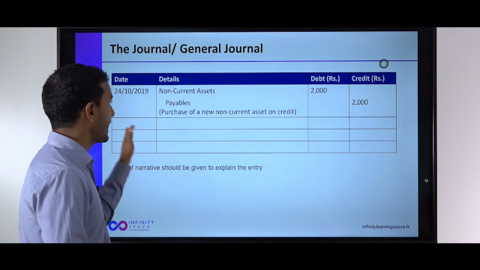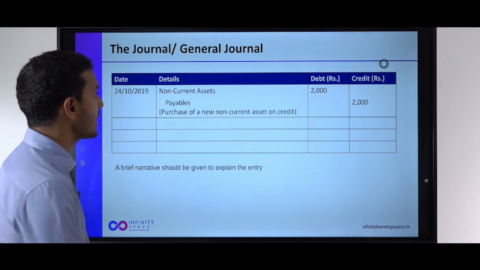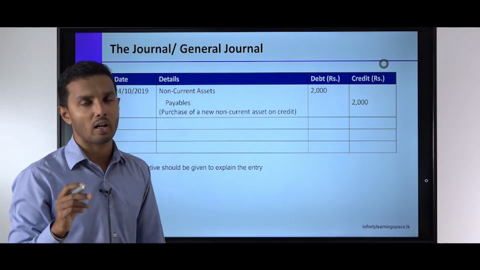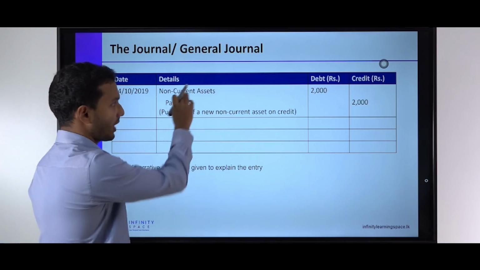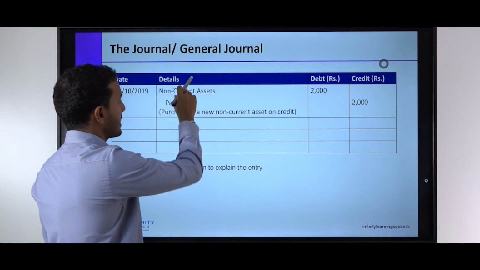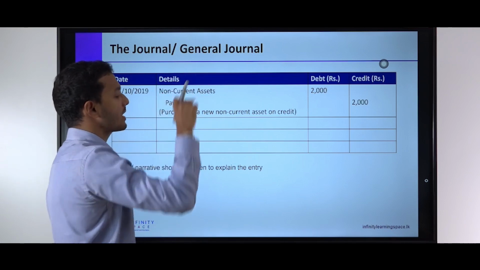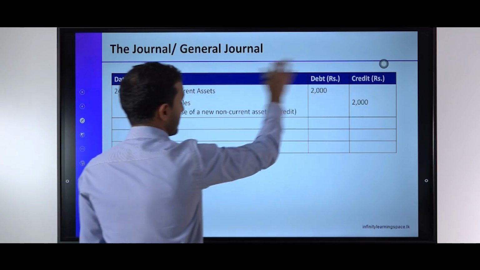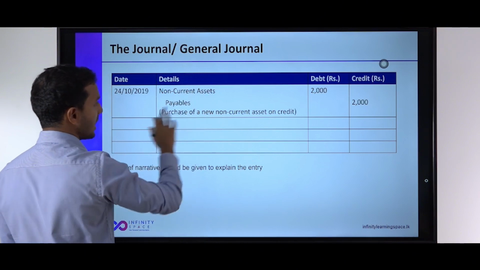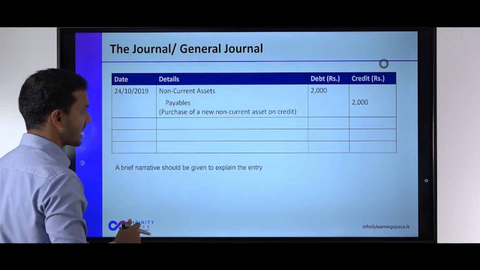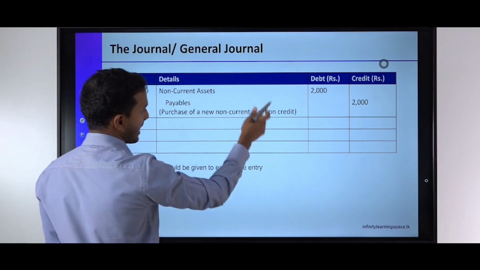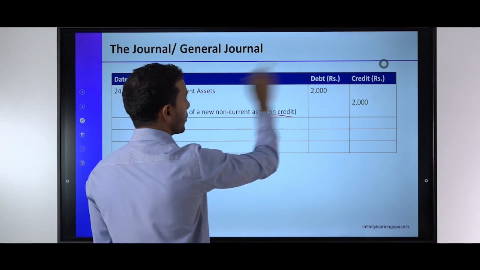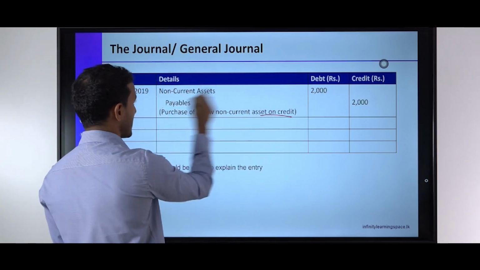So it's very simple. We have the date, then we have the details. Now in the details, what we do is we record the names of the two ledger accounts involved in the transaction. Now we haven't learned ledger accounts yet, right? But if you're already familiar with it, you know what I'm talking about. If not, keep in mind, we are just recording the two ledger accounts that are involved in the transaction and the debit amount and the credit amount. And once we record that, we also have to give a small narration, a small explanation about the transaction. So what is this transaction? We are recording the purchase of a new non-current asset on credit. So we have bought a non-current asset, maybe a machine, on credit, and that's what we are recording through this entry. So this small explanation is called the narration.